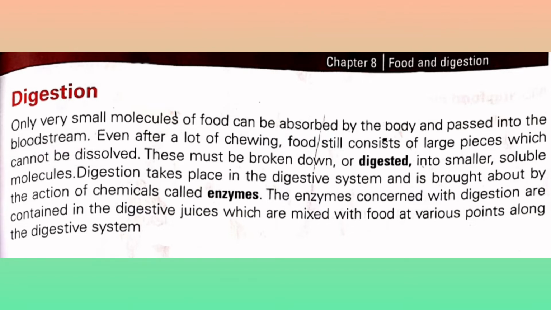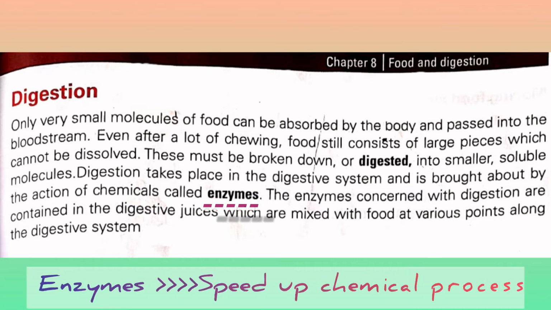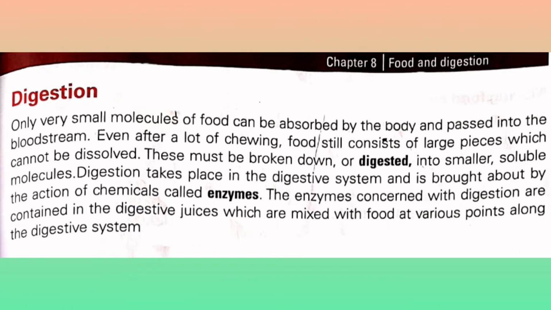Digestion basically occurs with the aid of certain chemicals called enzymes. Enzymes उन chemicals को कहते हैं जो किसी भी chemical process को speed up कर देते हैं. Digestive enzymes are basically present in our body and they are located in digestive juices.